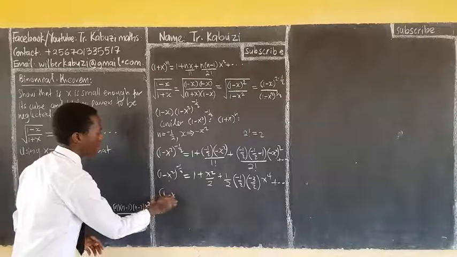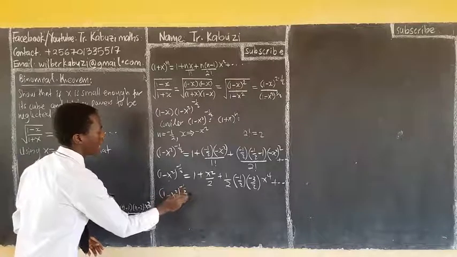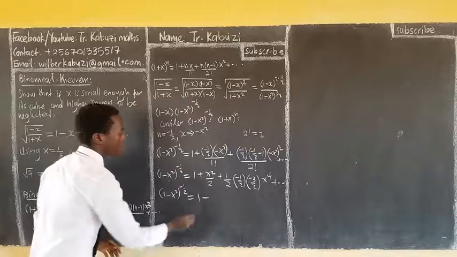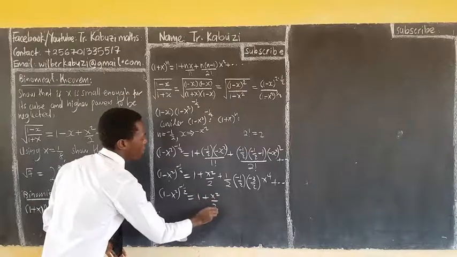Now our 1 minus x squared to the power negative half will be 1 plus x squared over 2.